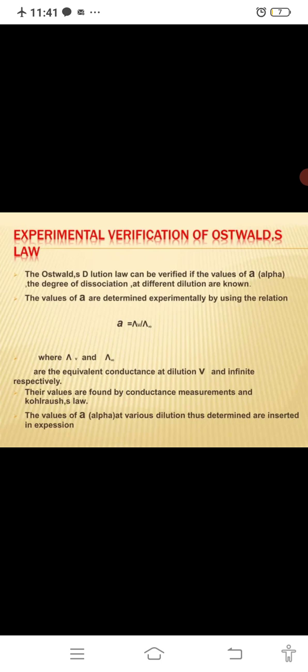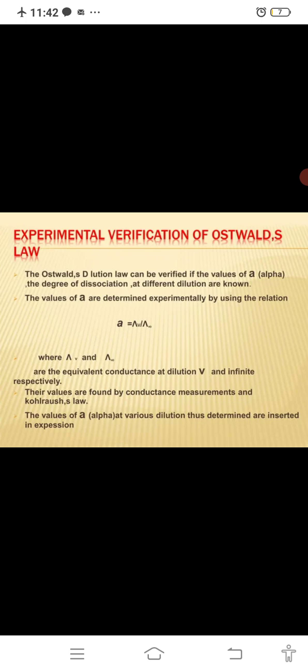Experimental verification of Ostwald's law. Ostwald's dilution law can be verified if the values of alpha, the degree of dissociation at different dilutions, are known. The values of alpha are determined experimentally by using the relation alpha is equal to lambda V divided by lambda infinity, where lambda V and lambda infinity are the equivalent conductance at dilution V and at infinite dilution respectively. Their values are found by conductance measurements and Kohlrausch's law.